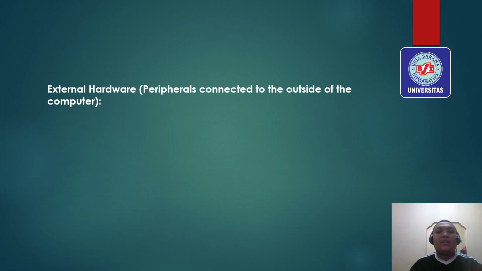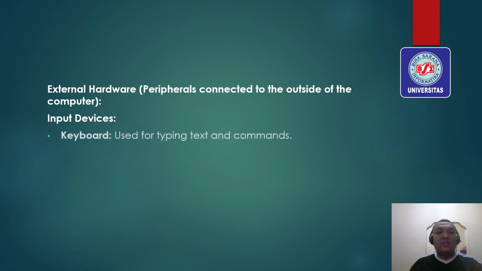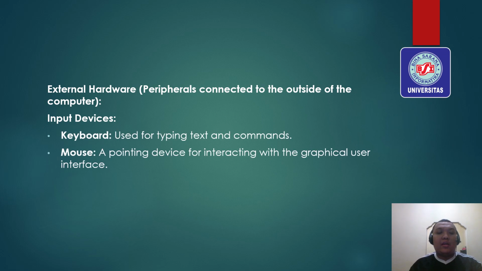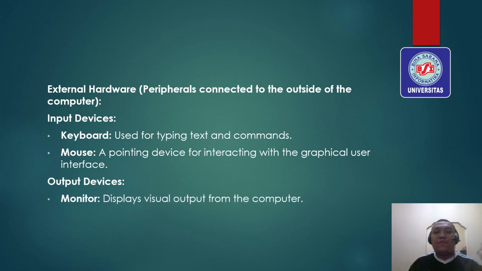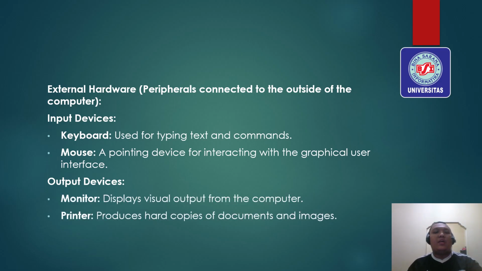Next, we have external hardware. There are input devices too in external hardware, like the keyboard used to type something, and the mouse, a pointing device for interacting with the graphical user interface. And then the output devices: a monitor to display visual output from the computer, and a printer that produces hard copies of documents and images.